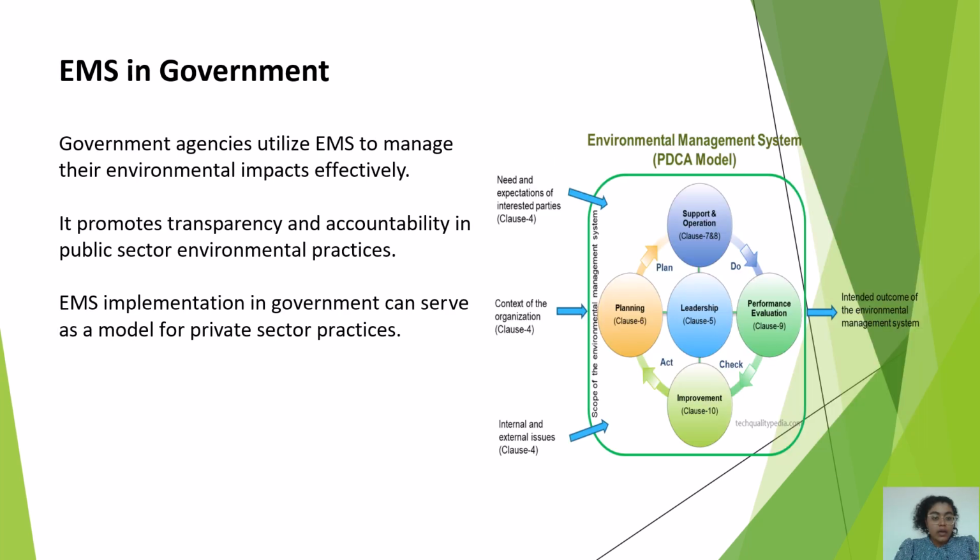EMS in government. Government agencies utilize EMS to manage their environmental impacts effectively. It promotes transparency and accountability in public sector environmental practices. EMS implementation in government can serve as a model for private sector practices. So here in the image you can see an environmental management system model.